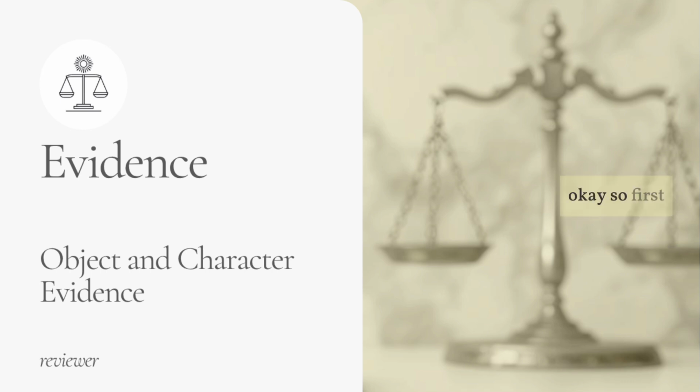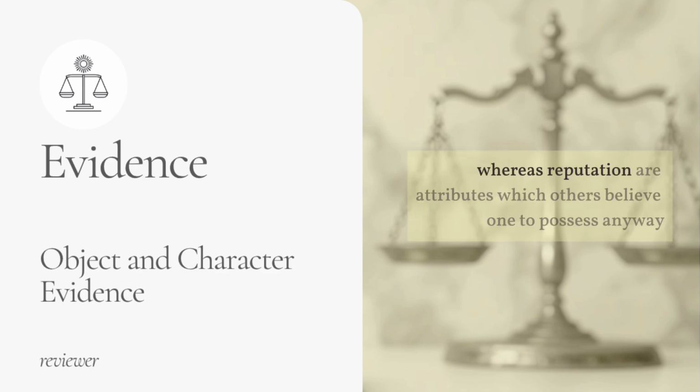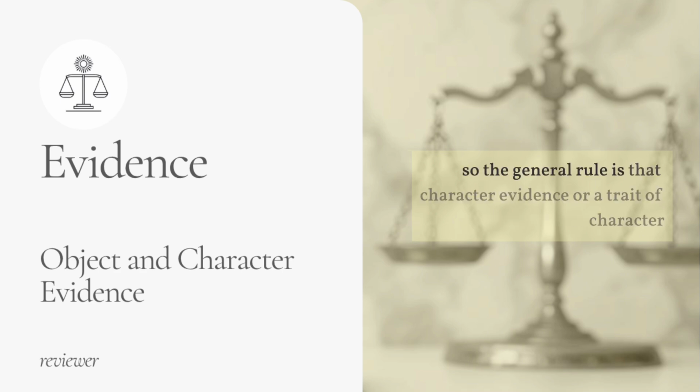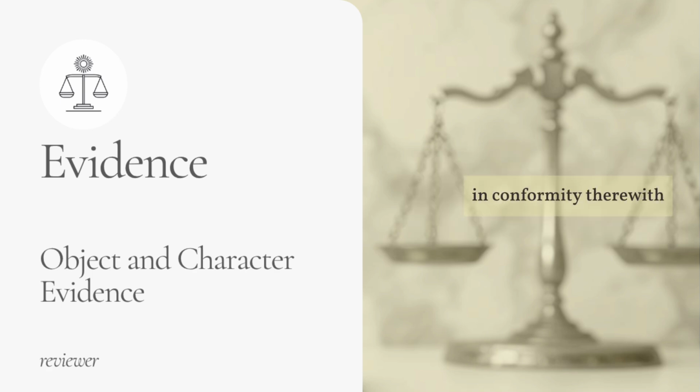Okay, so first, to distinguish character evidence from reputation. Character is what a man is, whereas reputation is what he is supposed to be or perceived by other people to be. Character depends on attributes that are actually possessed, whereas reputation consists of attributes which others believe one to possess. Anyway, the general rule is that character evidence or a trait of character is not admissible for the purpose of proving action in conformity therewith on a particular occasion. So, general rule, not admissible, Section 54, Rule 130.